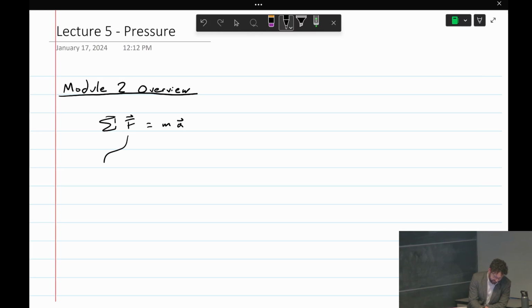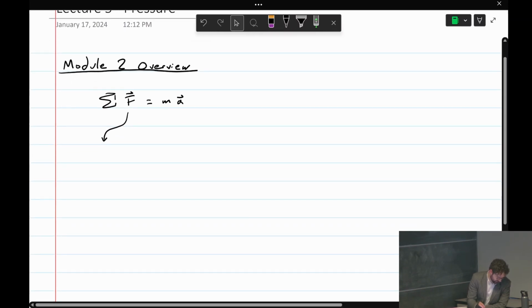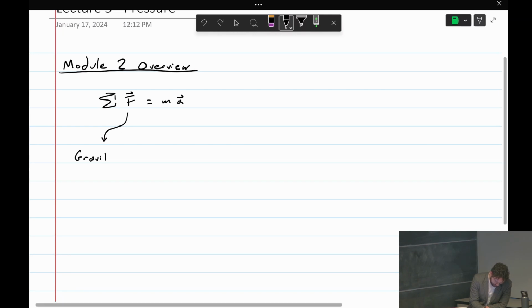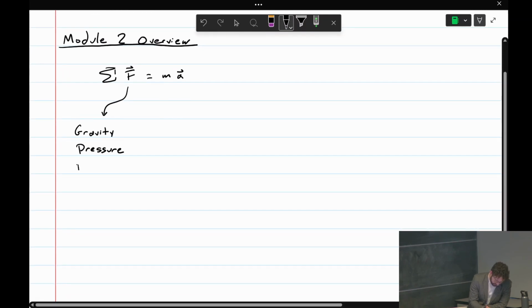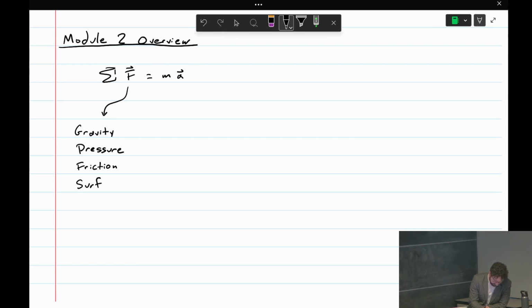So the F's in F equals ma that we're going to talk about in this course are gravity, pressure, friction, and surface tension. That's what we're going to talk about in Fluids 1. The A in F equals ma comes from the material derivative.